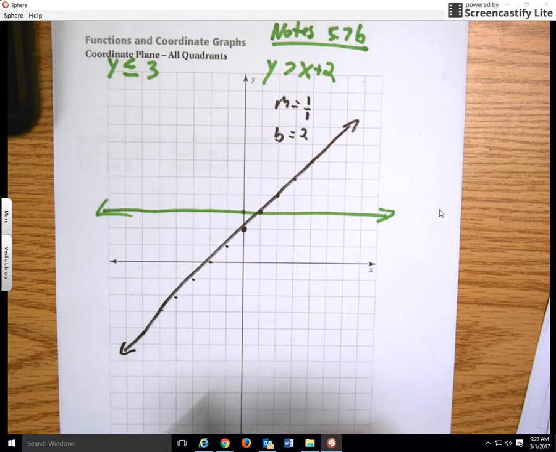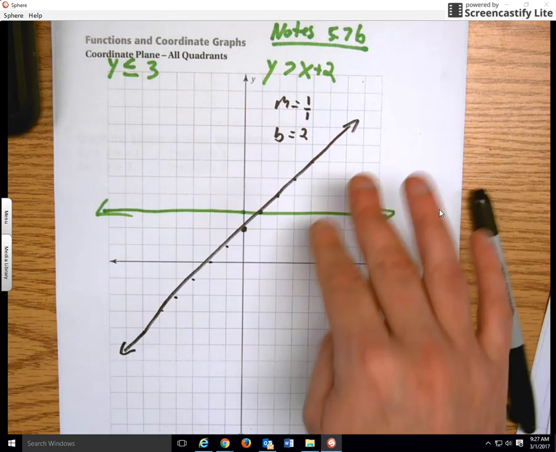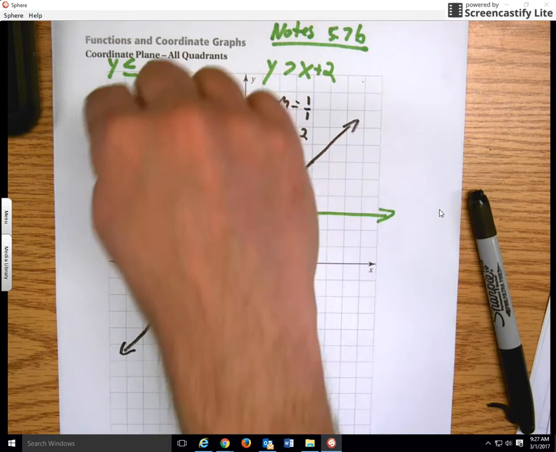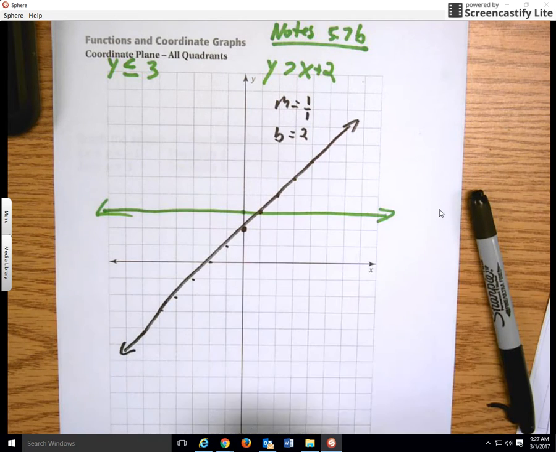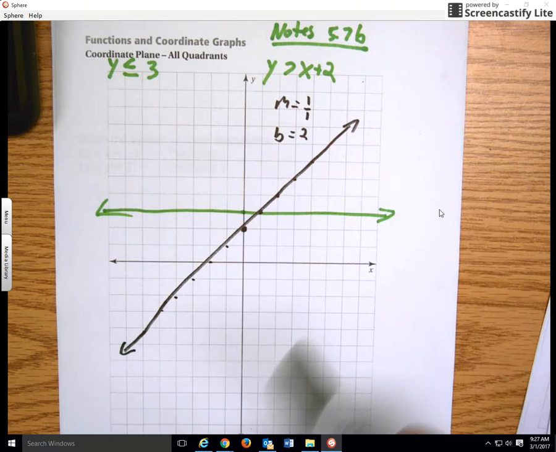Yeah, there's the announcements if you can hear them. Okay, so we have both of these lines or inequalities represented now.